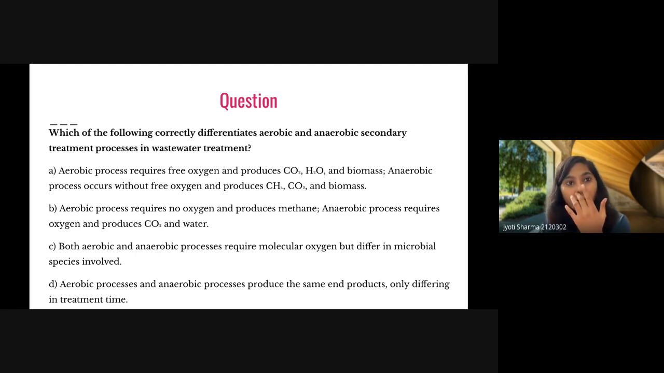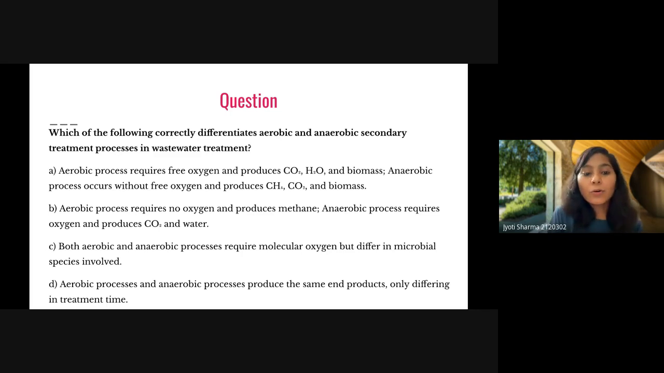Okay, so whenever we have microorganisms that need oxygen to degrade the organic compound, we have aerobic secondary treatment. But whenever we use microorganisms that degrade the organic compound in the absence of oxygen, that comes under anaerobic secondary treatment. So whenever it is aerobic, all the products will have oxygen, right? So it will be carbon dioxide, water, or biomass.